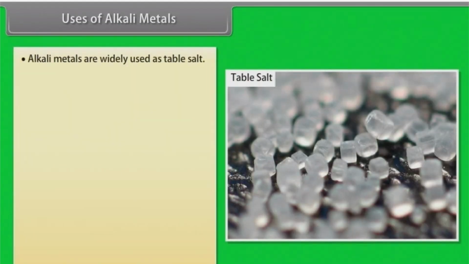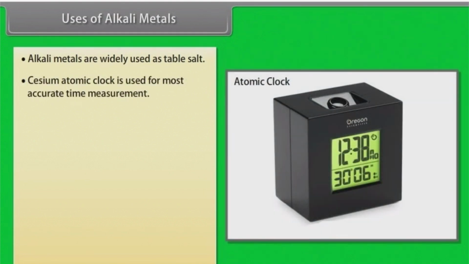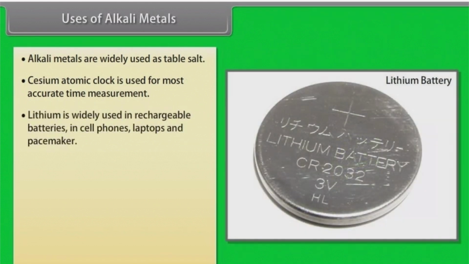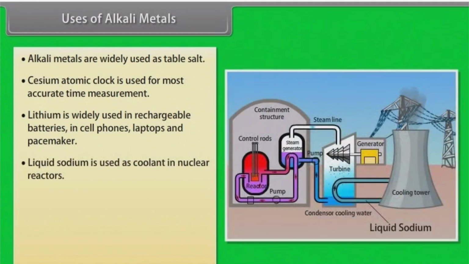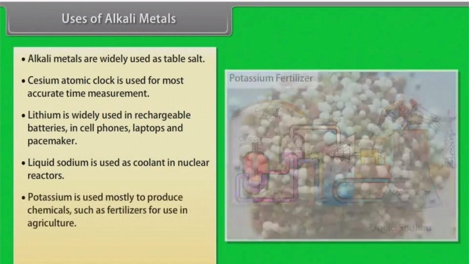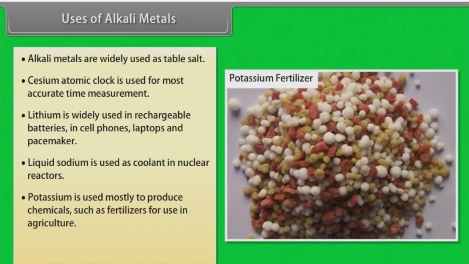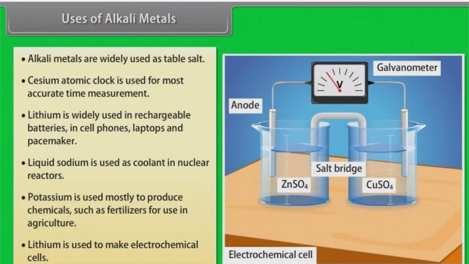Uses of alkali metals. Alkali metals are widely used as table salt. Caesium atomic clock is used for most accurate time measurement. Lithium is widely used in rechargeable batteries, in cell phones, laptops and pacemakers. Liquid sodium is used as coolant in nuclear reactors. Potassium is used mostly to produce chemicals such as fertilizers for use in agriculture. Lithium is used to make electrochemical cells.